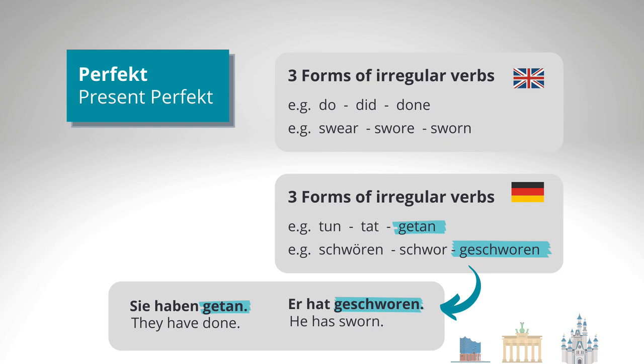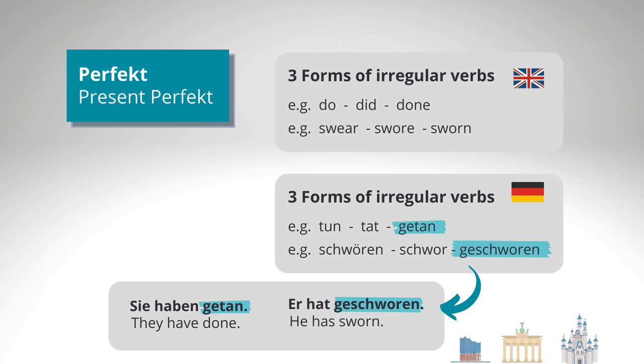So all you need to do is take a look at the table in the additional material, look for the verb, and then take the third form. In the case of tun, this would be getan, and in the case of schwören, this would be geschworen. By the way, those are the same examples that I had in English. So do, did, done in German would be tun, tat and getan, and swear, swore, sworn would be schwören, schwor and geschworen in German. Do you see the similarity? So some of the exceptions in both German and English even have the same root.